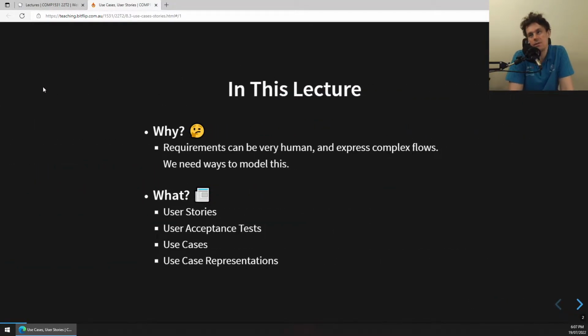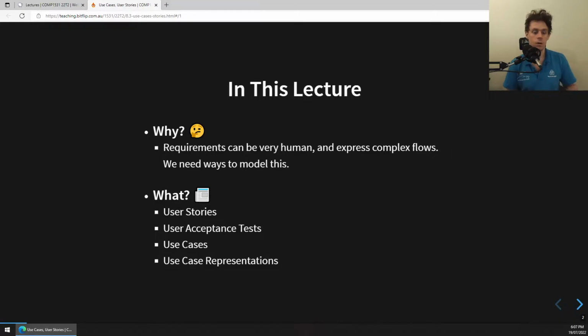they were okay, but the thing about them was that a lot of them were really, like the examples I gave with the whole road legal car, they were very technical, nearly legalistic, and a lot of what you actually do with requirements is far less legalistic than the examples that we demonstrated yesterday. So requirements can be very human, and they can express complex flows as well. And we need ways to be able to model this effectively that isn't just a whole bunch of legalistic text.